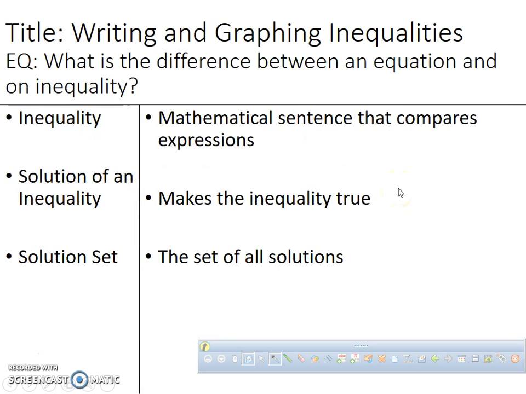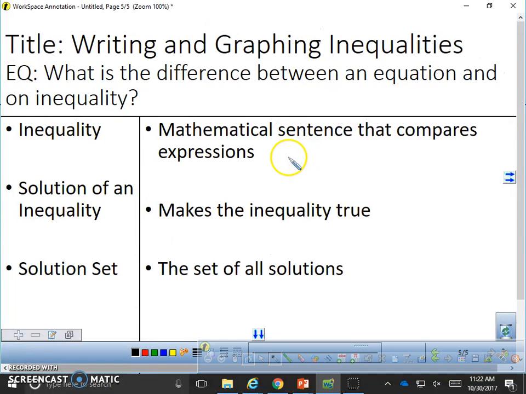Okay, go ahead and title this Writing and Graphing Inequalities, and your essential question is, what is the difference between an equation and an inequality? First off, here's the definition of inequality. It's a mathematical sentence that compares expressions. When you're looking at an inequality, you're looking at these signs instead of equal. So no equal sign, okay? Yes, it's going to have that less than or equal to, greater than or equal to, those signs.